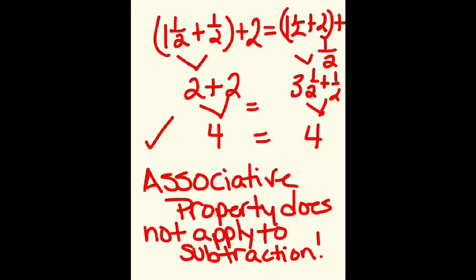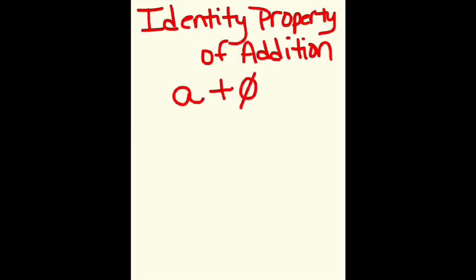Okay. Go ahead and add another page, and we'll just talk about the identity property. Okay. Our identity property of addition simply says that for any number A, A plus 0 equals A. And A can be any rational number.